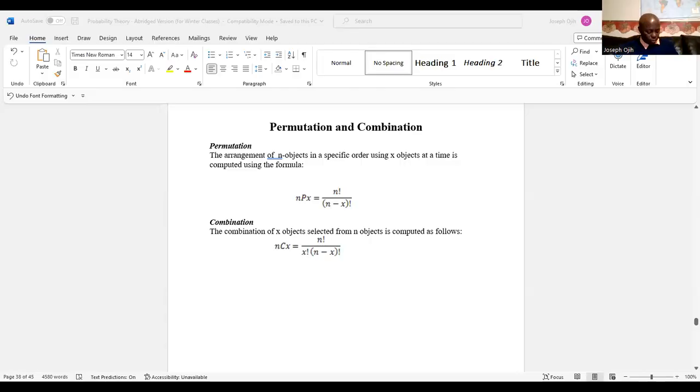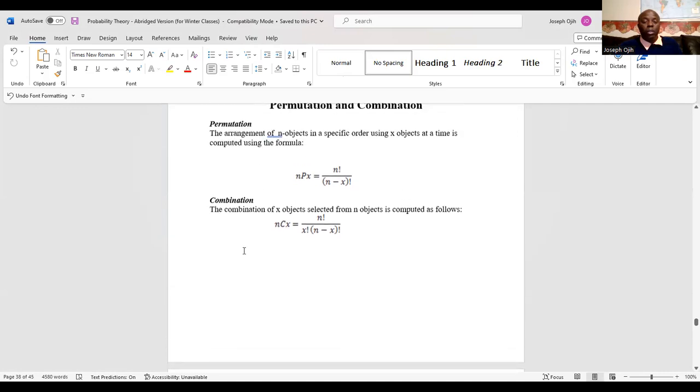Let us round up with this permutation and combination. Permutation is the arrangement of objects in a specific order. That's the difference between permutation and combination. The main difference is that in permutation there is a specific order, while in combination there is no specific order. Which means that combination is the arrangement of n objects without regard to order.